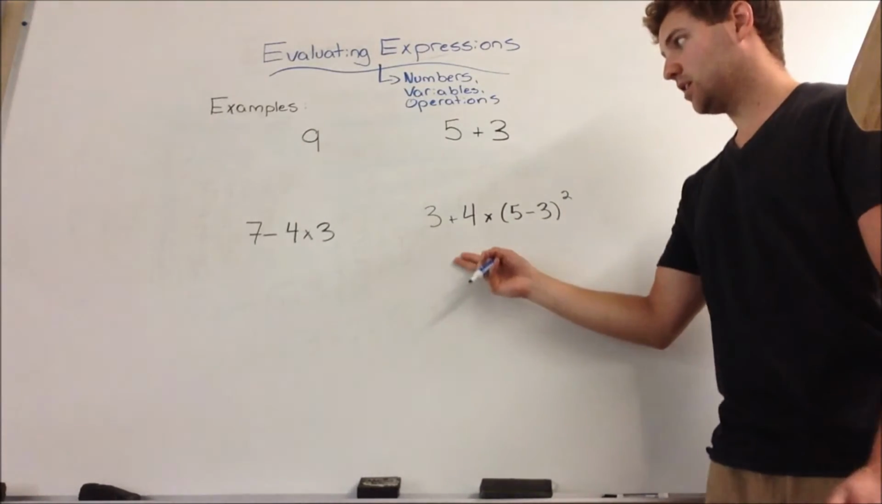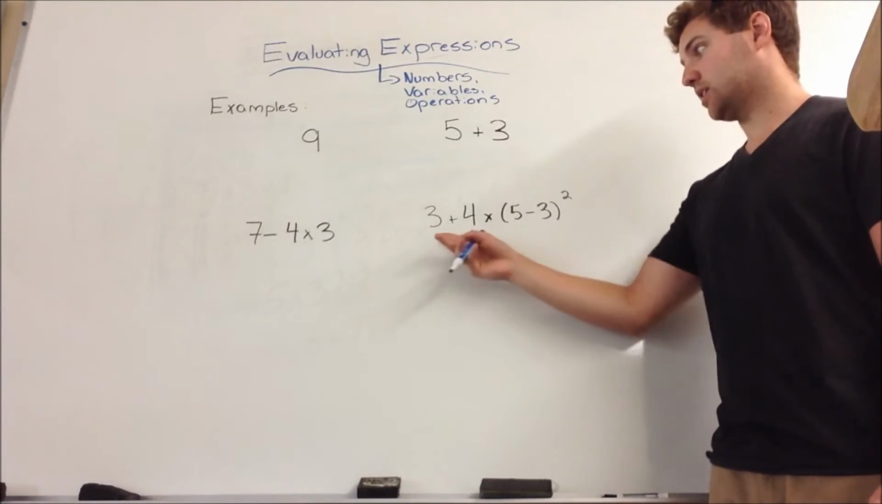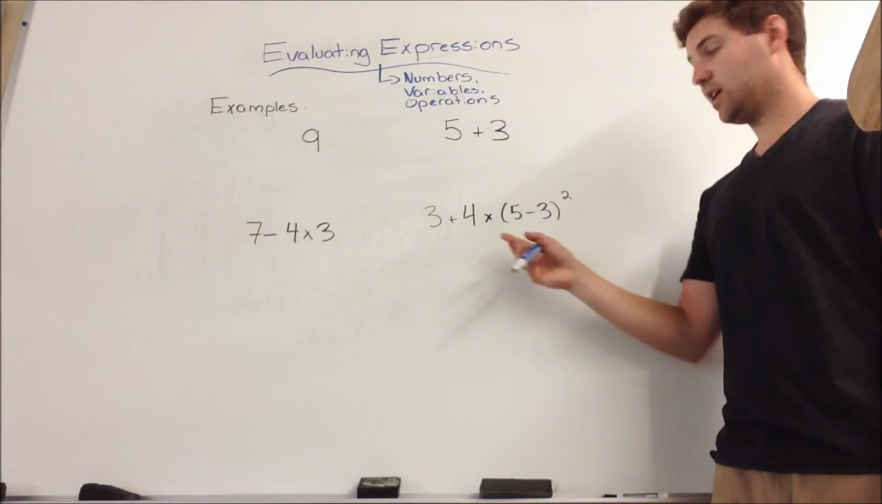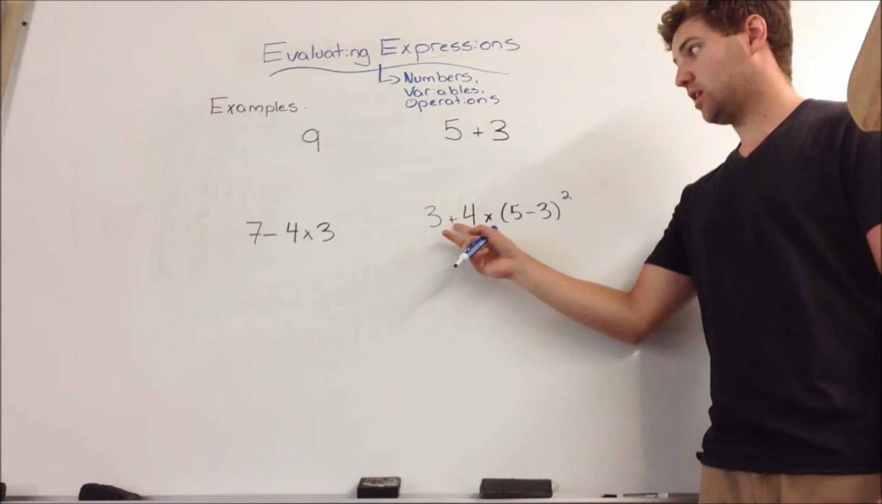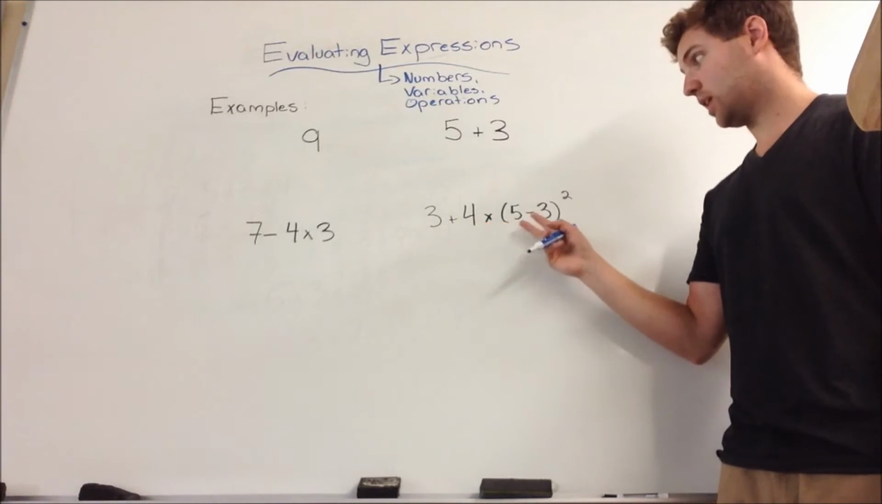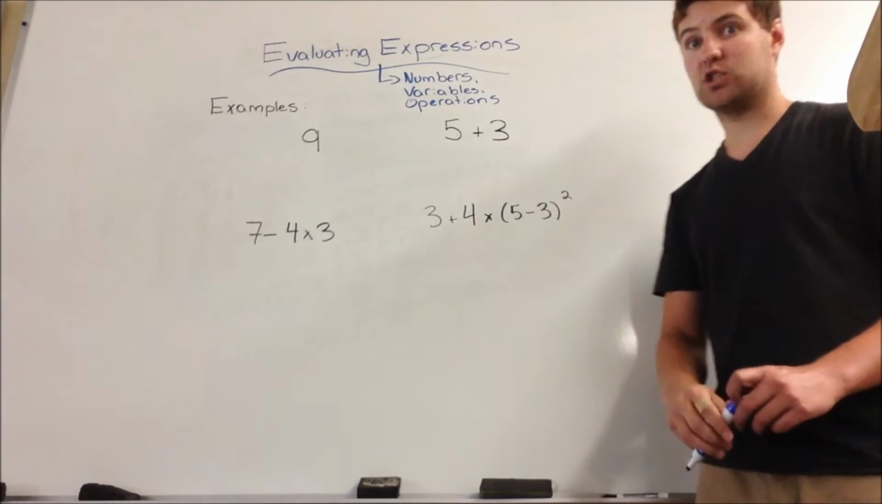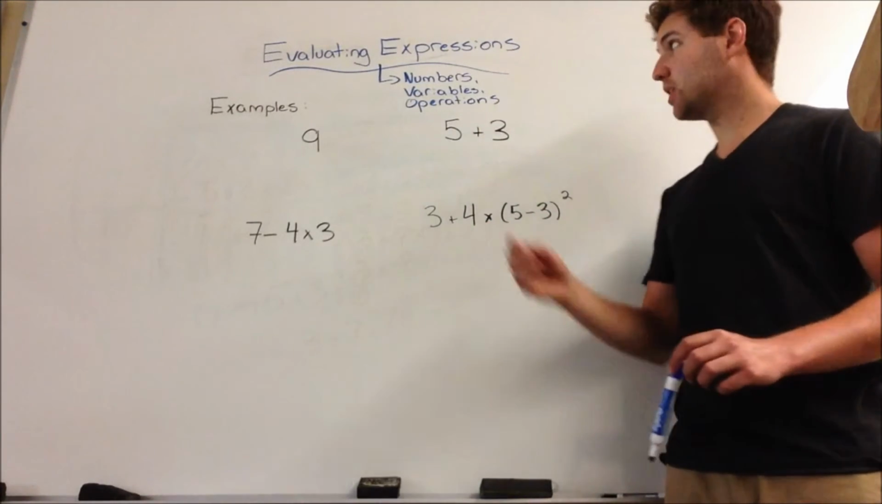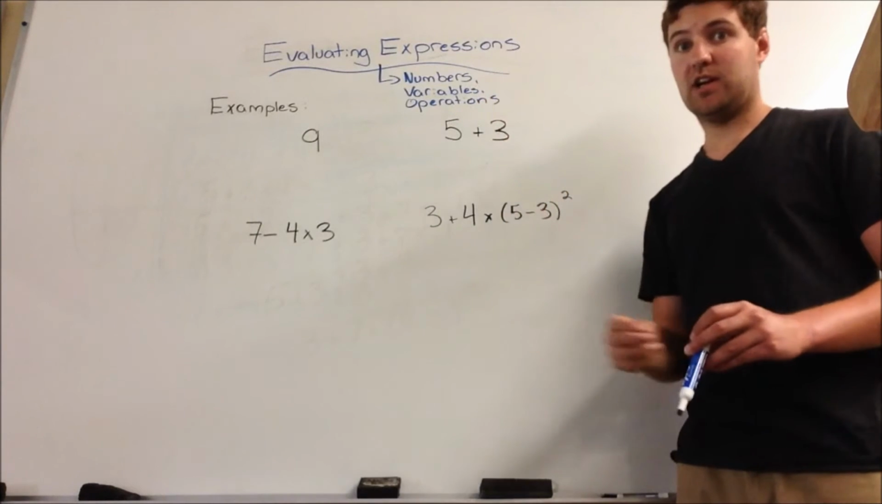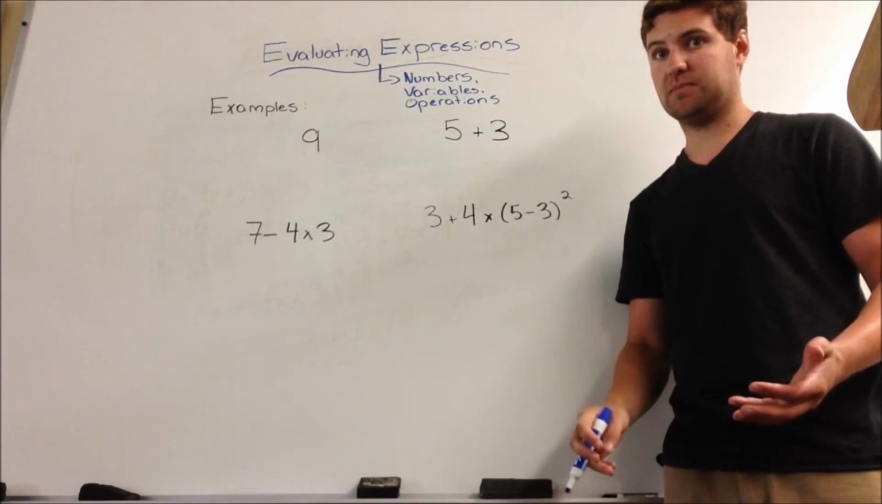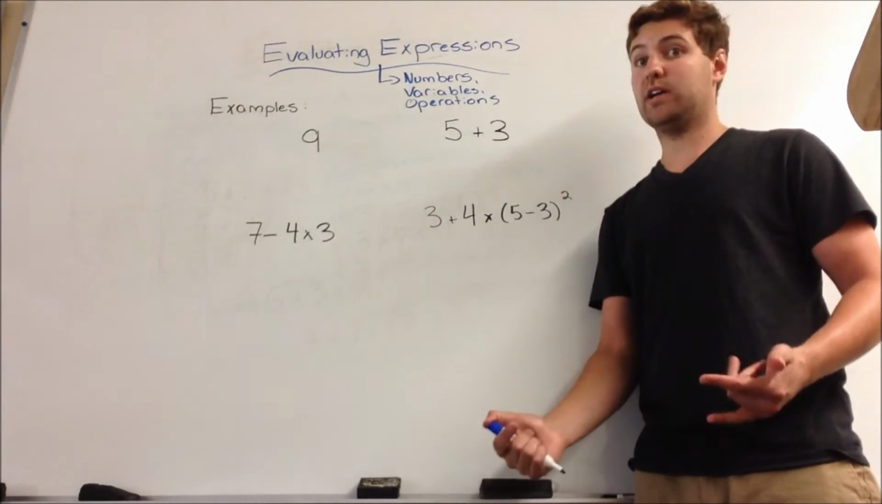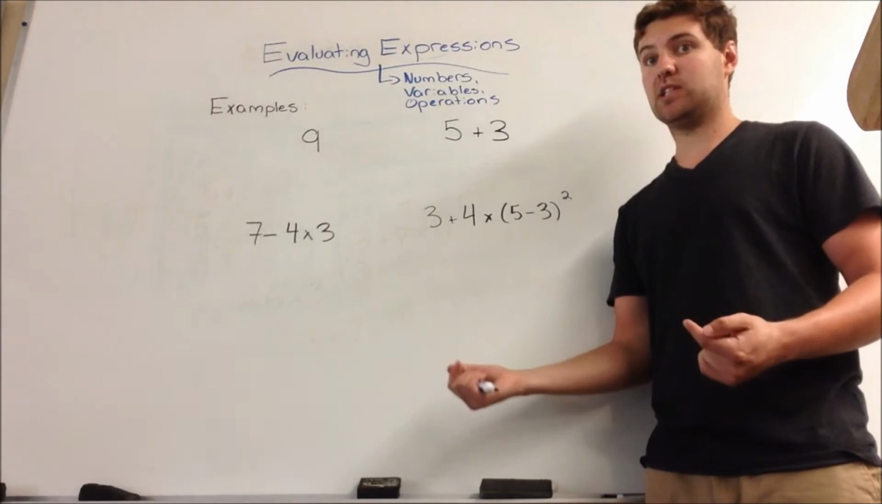And then finally we have another expression. This one has 4 different numbers, 3, 4, 5, and 3, and it has a few different operations. Addition, multiplication, subtraction, it has brackets, and it has squaring. So these are all examples of expressions because they contain numbers and operations, and there's no equal signs in them.